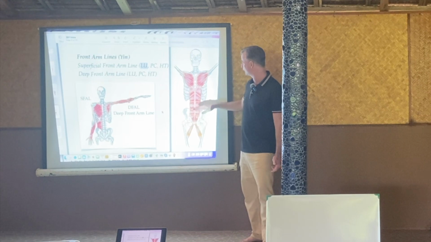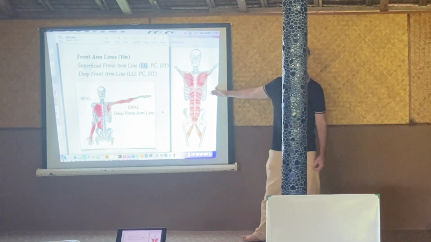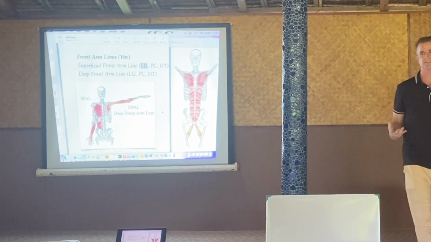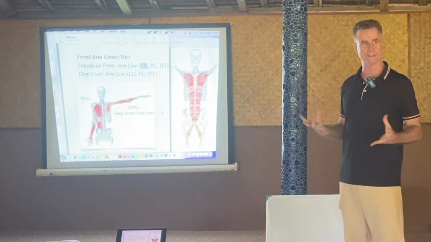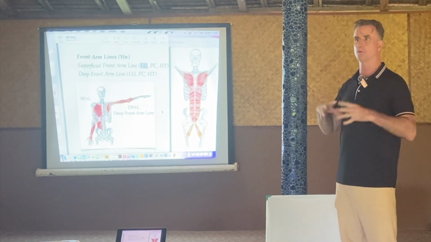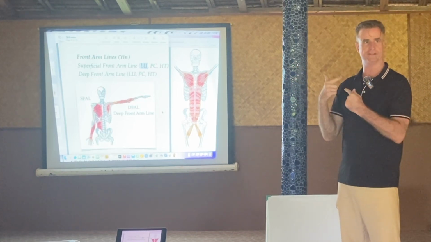So Jue Yin, Yang Ming, and then Yang Ming, Tai Yin. Okay? So understanding these relationships is really crucial to understanding point combinations and the way that that is able to be grounded into anatomy.